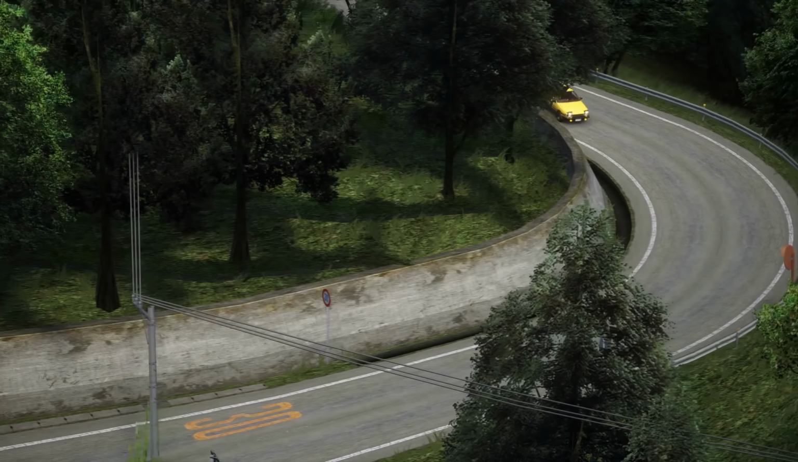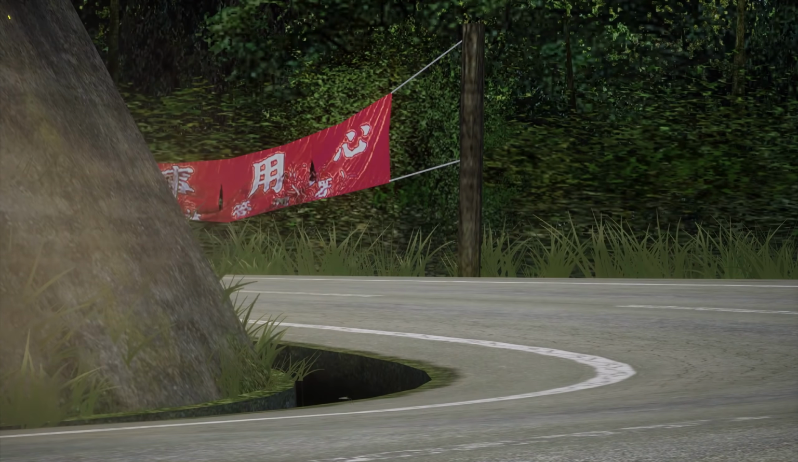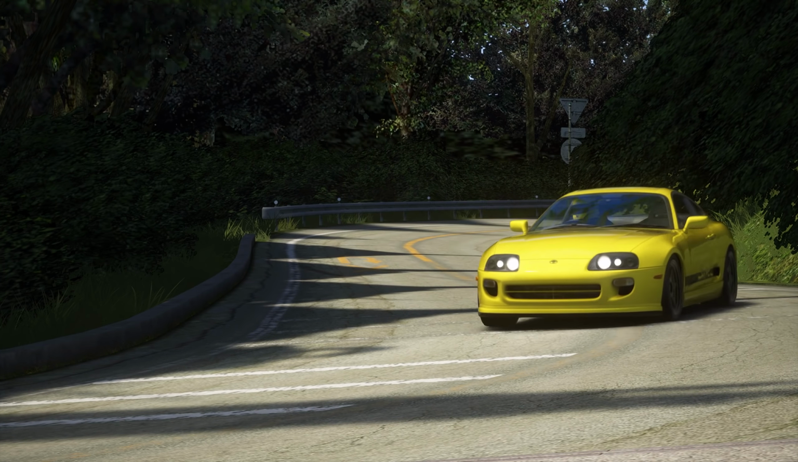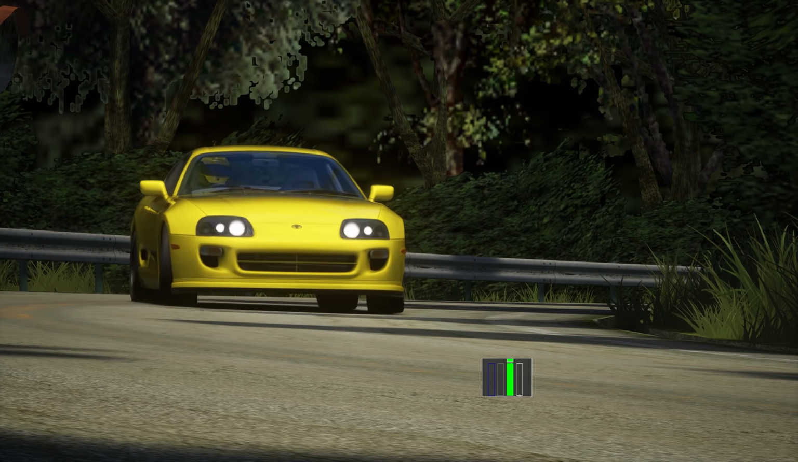Now the keen drifters of you will know that we can actually initiate drifts by using the car's power. This is what we would actually call a power over. A power over is again done at the entry to a corner, used to initiate a drift.